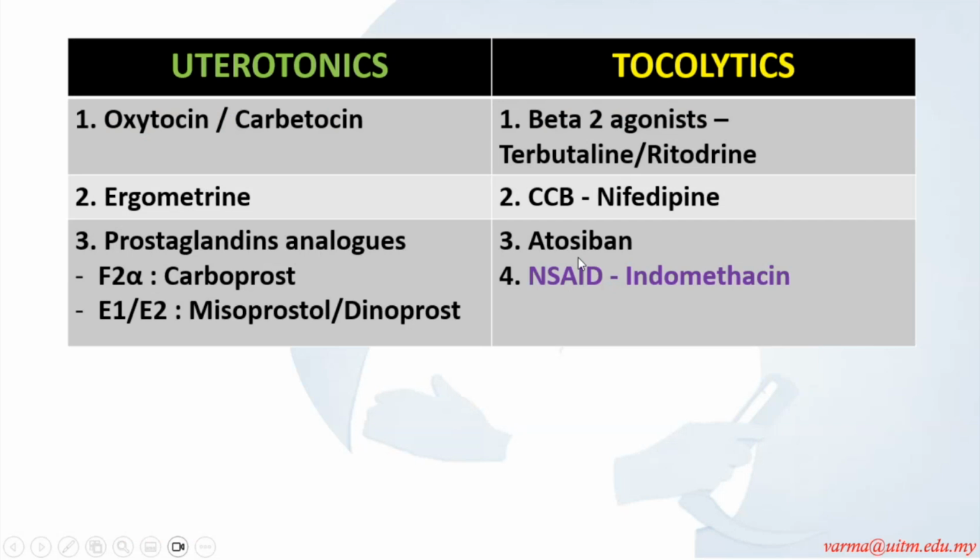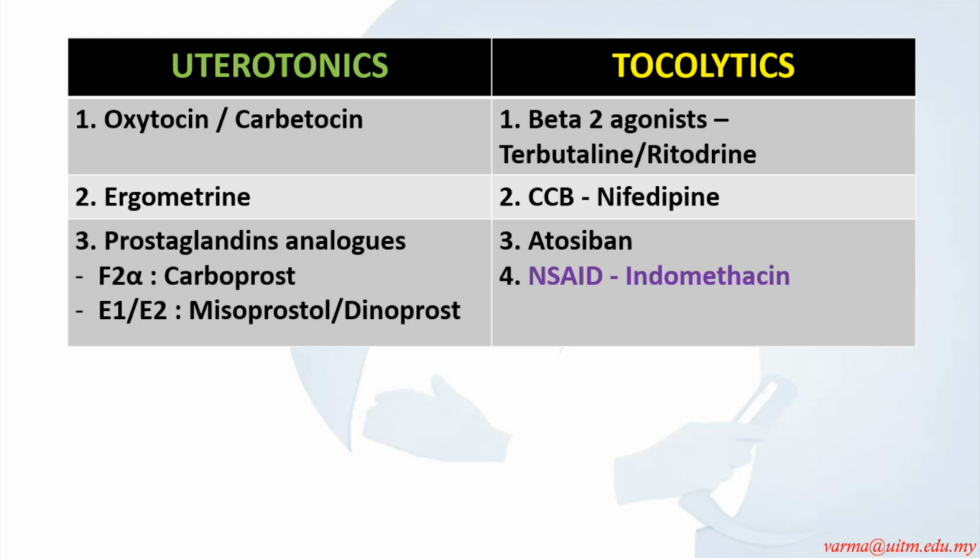Okay, so this is how I classify. These are the drugs that you must know regarding uterotonics and tocolytics. Uterotonics are oxytocin or carbetocin. Carbetocin is your Duratocin, the long-acting single-dose one. Next is ergometrine. The combination of oxytocin and ergometrine is Syntometrine. I didn't put it up here because it's a combination of two drugs. Oxytocin plus ergometrine in a specified dose is called Syntometrine.